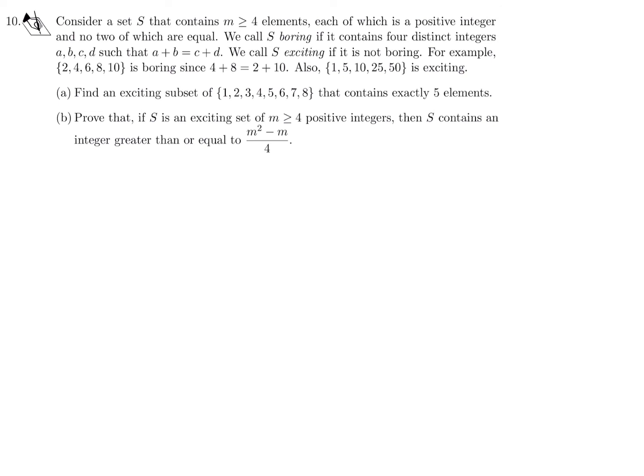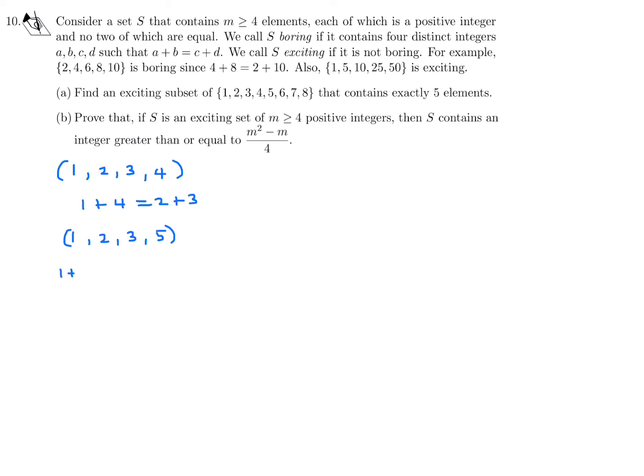Well, got some experimentation here. We've got 1, 2, 3, all the way up until 8. And we've got to choose 5. All right, well, let's try just 4 and see what happens. This one will not be exciting. It'll be boring because 1 plus 4 is equal to 2 plus 3. So very quickly, the first 4 don't work. So I think I might have to take out that 4 and then put in a 5. Let's see if that works.